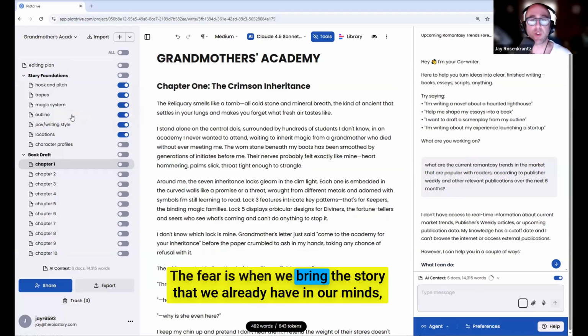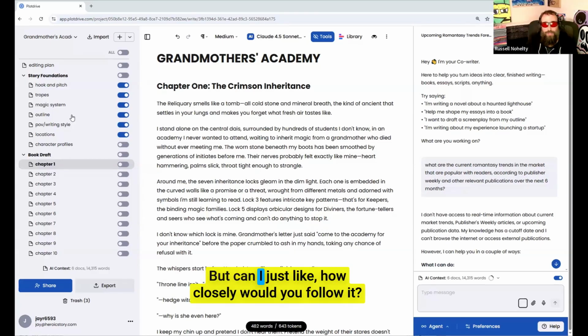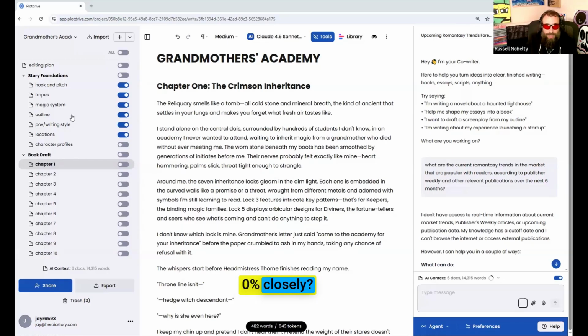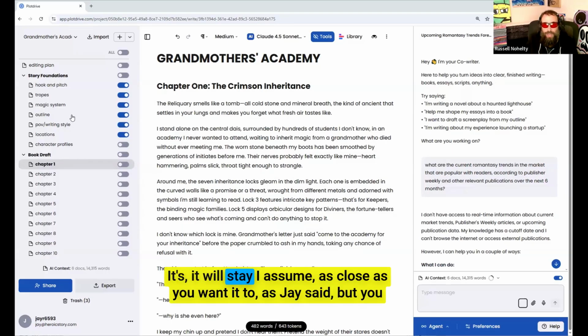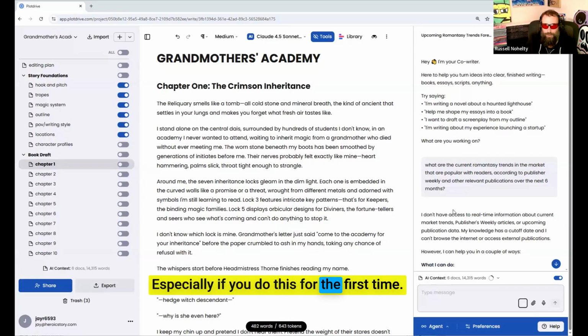Yeah, the fear is when we bring the story that we already have in our minds, how closely do they follow it? I think that's up to every author to judge. I find that they can follow it pretty closely. Yeah, but how closely would you follow it? 0% closely. It will stay as close as you want it to, as Jay said, but you are going to want to make changes throughout the book, almost assuredly, especially if you do this for the first time.